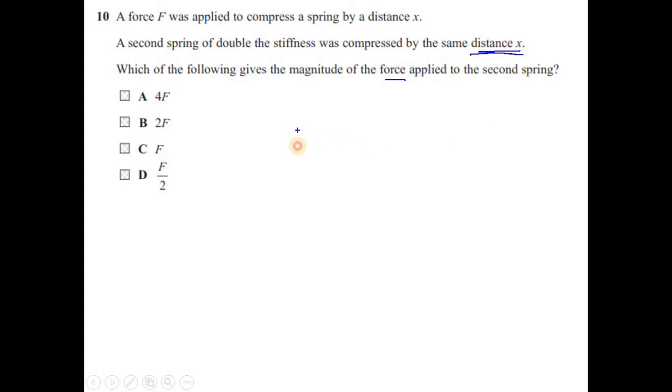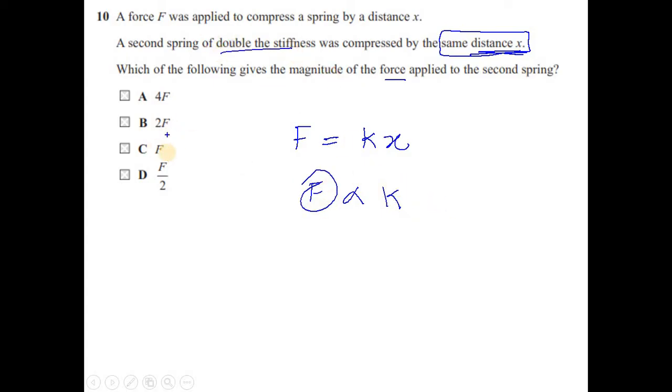So we know that Hooke's law suggests F is equal to kx. I am not including the minus sign, it's just a direction. So F equals kx. Because they say that the extension is the same, for a given extension, F is directly proportional to the stiffness. So if stiffness is double, force will be double. So double the stiffness, double the force. That means your option is B.